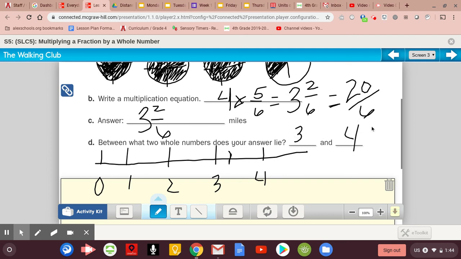All right, so those are the first two problems on your journal page. So that is page 238. So you just have to finish page 239 and turn them into me on Seesaw.